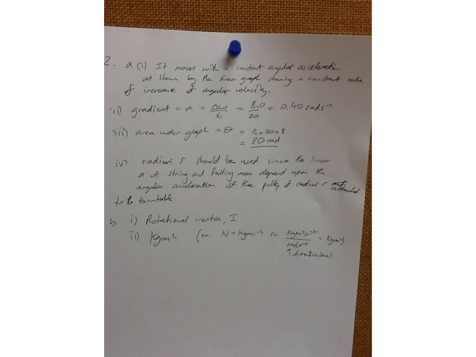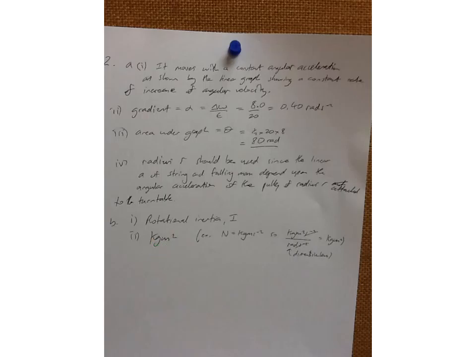Question B gives you another graph, and they've plotted torque against angular acceleration alpha, and they're asking what physical quantity does the slope of the graph of the torque against angular acceleration represent. Of course, it's the rotational inertia I. That's the ratio of torque to angular acceleration, and the units are kilogram meter squared.